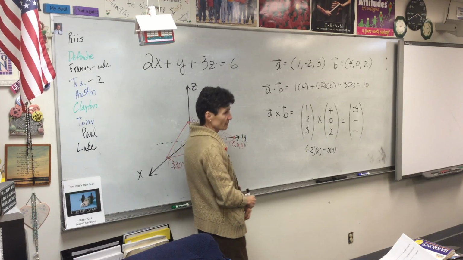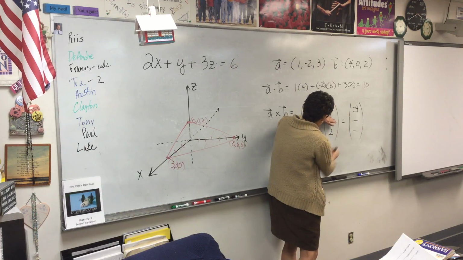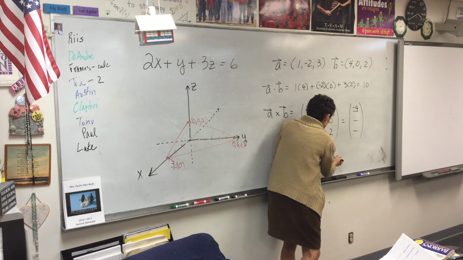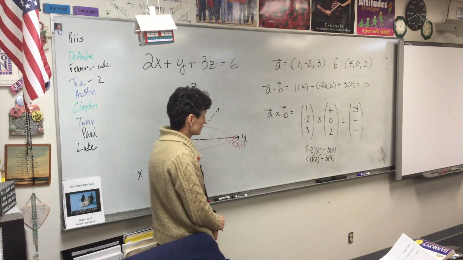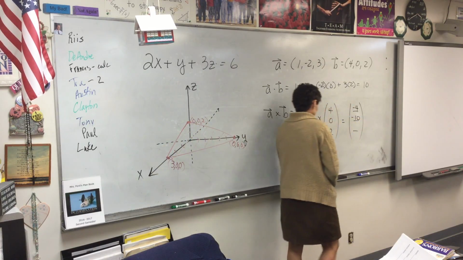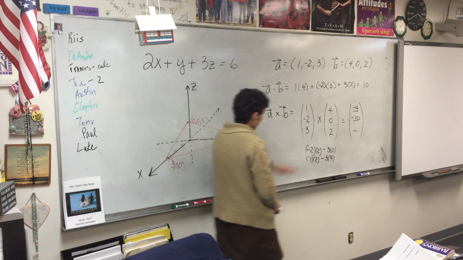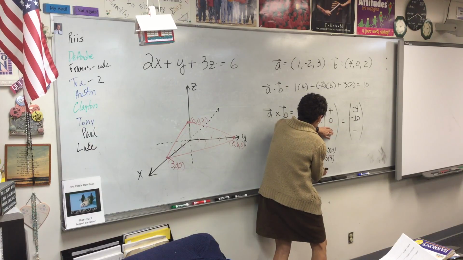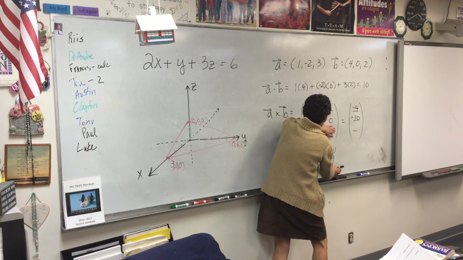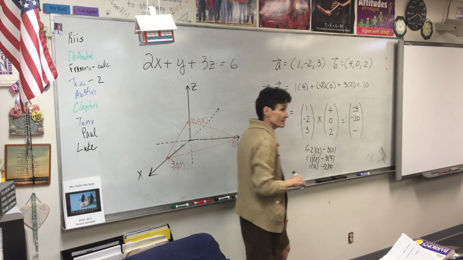Now how do you think I'm going to find the middle number? I'm going to cover up the middle row. And I'll do 1 times 2 minus 3 times 4. So -10. And then we'll cover up the bottom. And we have 1 times 0 minus -2 times 4, so that is 8.